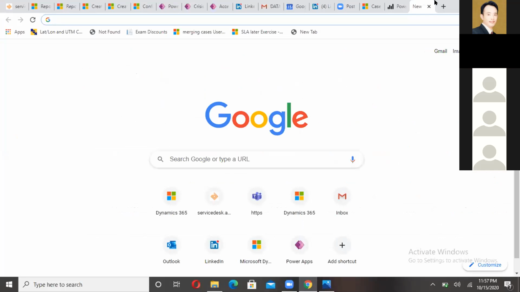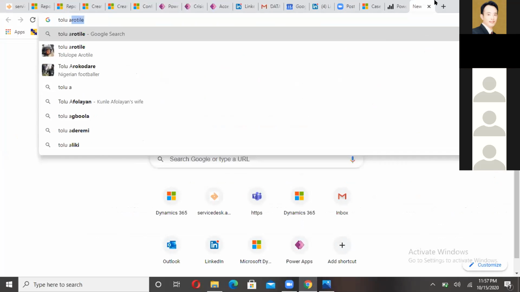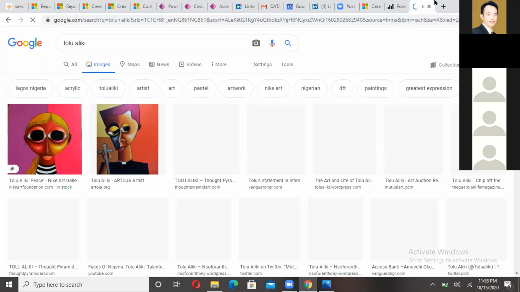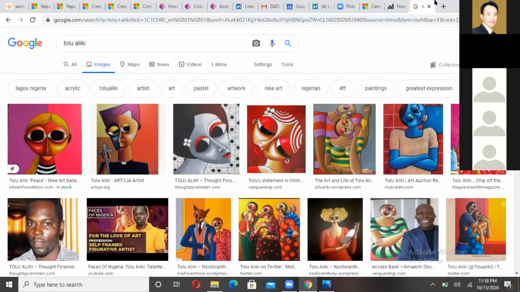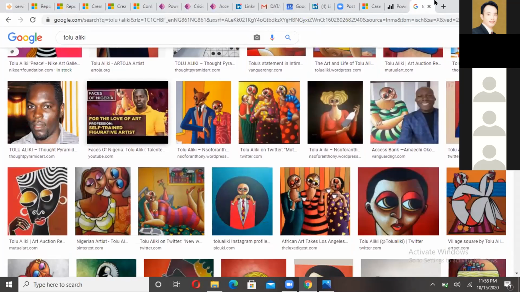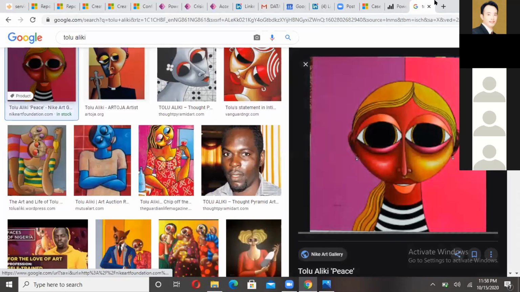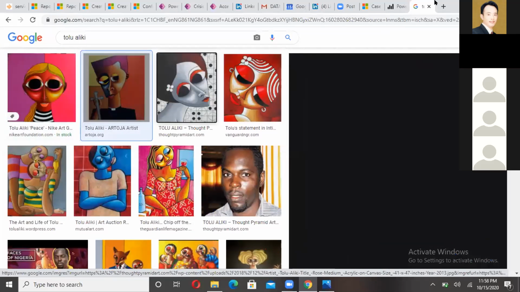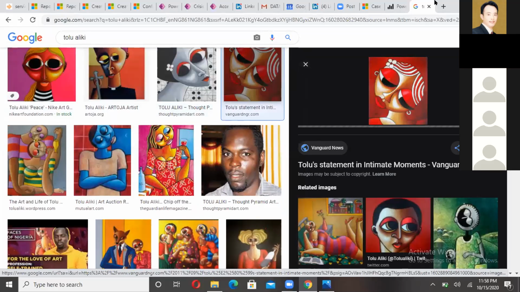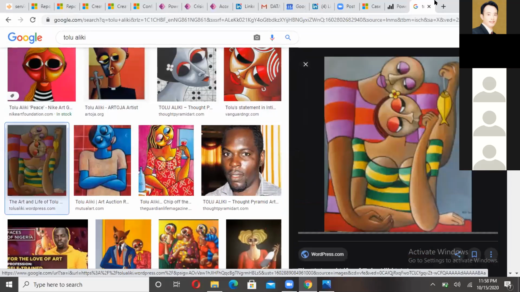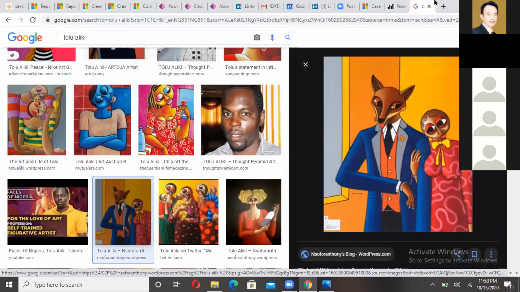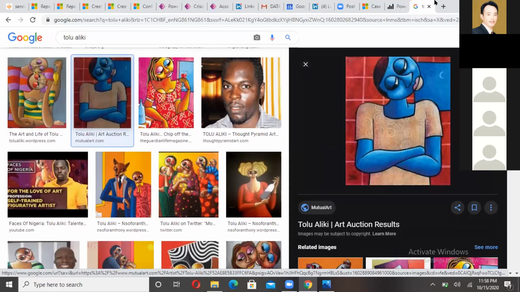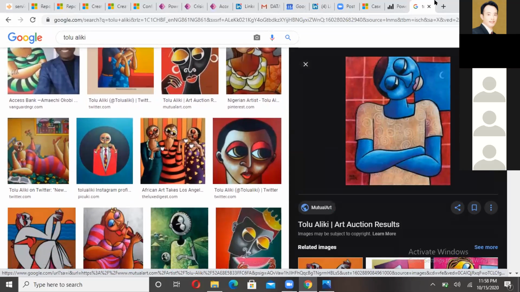My favorite painter is called Tolu Aliki. So this is my favorite painter. Oh, look at that. He has a particular signature you can obviously see. You can totally see his work. When you see his work, you totally know it's Tolu. These are beautiful.